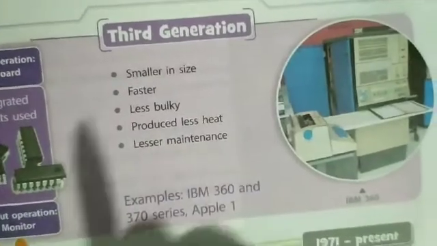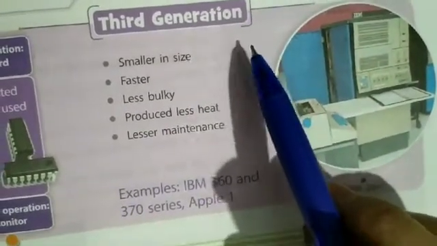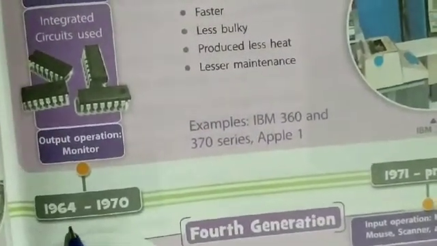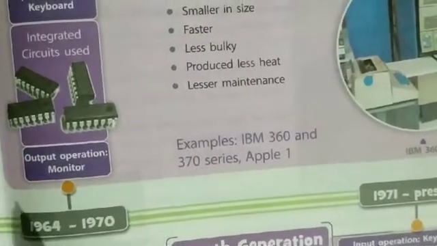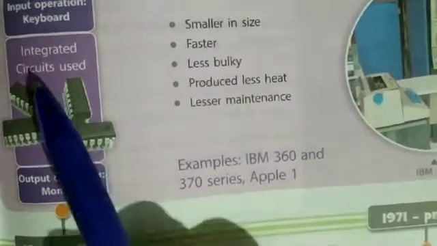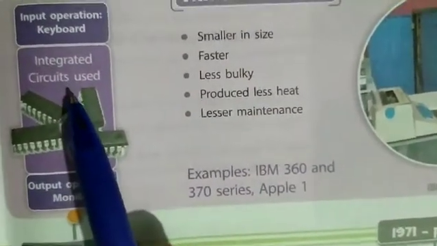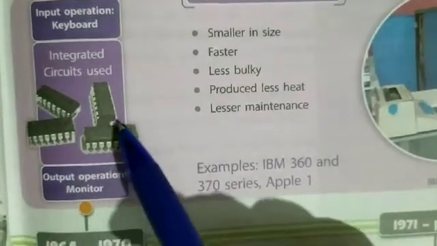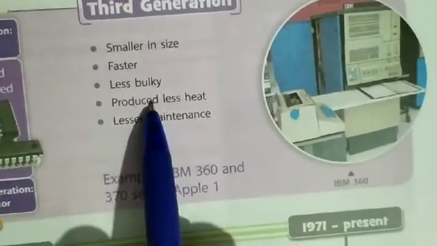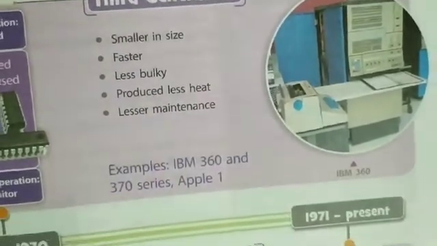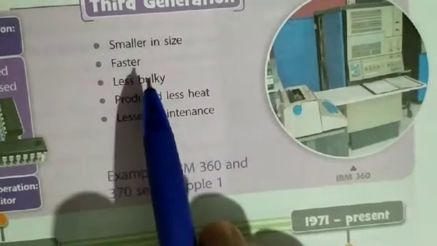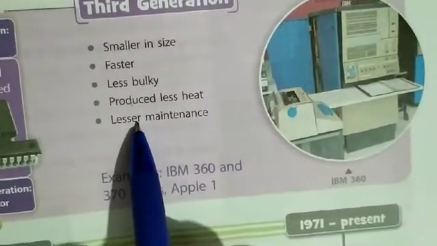Third generation computer, the time period of third generation computer is from 1964 to 1970, and in this generation, the main component which is used is integrated circuits, ICs. These are used in third generation computer. They are smaller than second generation computer. They work with high speed. They are faster than second generation computer.